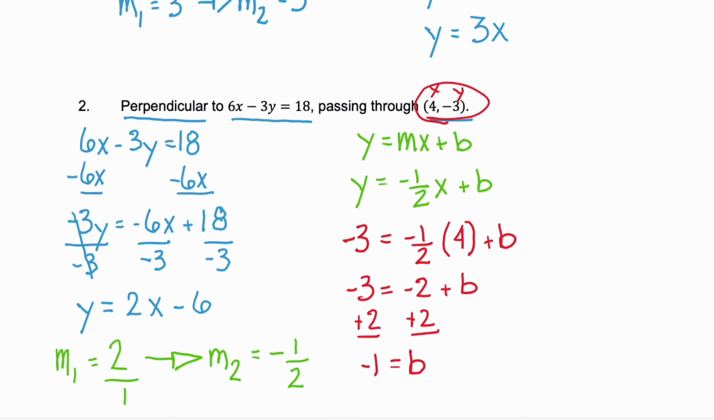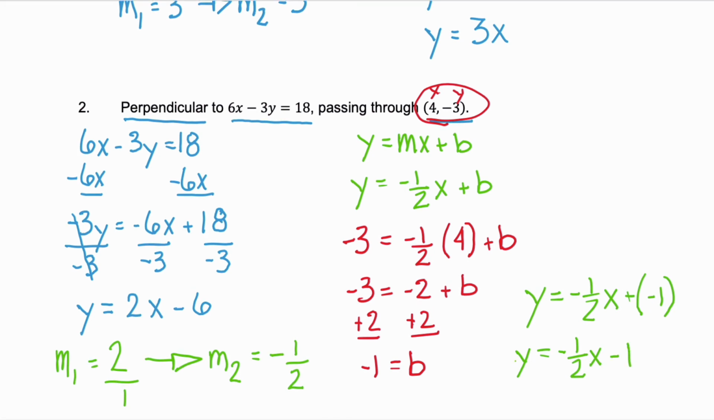Now we know that y-intercept. So our equation, y equals -1/2 x plus b, well, b is -1. So we simplify, y equals -1/2 x minus 1. So now we're done. This equation, y equals -1/2 x minus 1, is perpendicular to the equation 6x minus 3y equals 18.